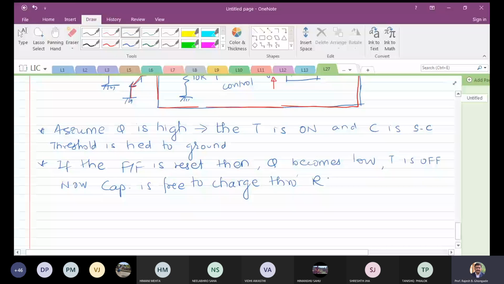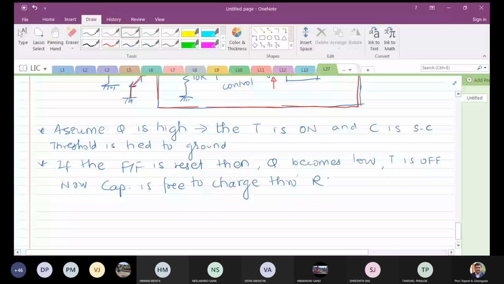to what? Is going to go high. Now, the comparator is going to go high. And in doing that, it will again set the flip-flop.